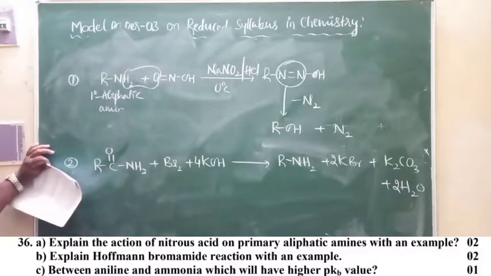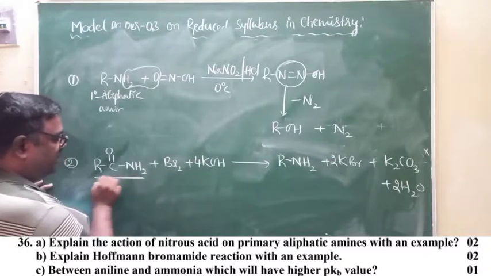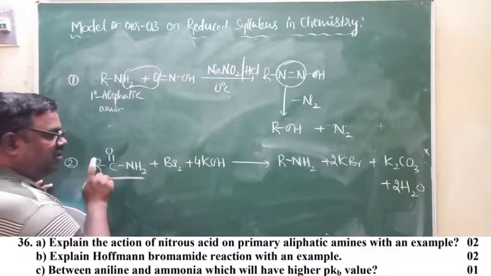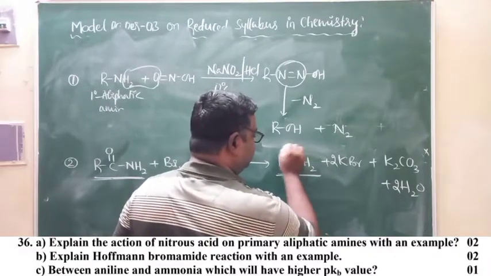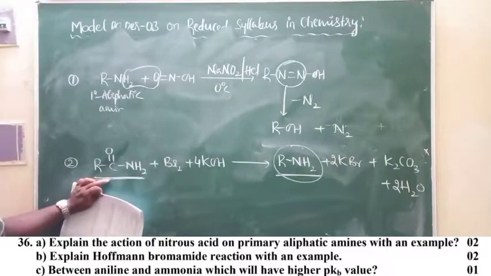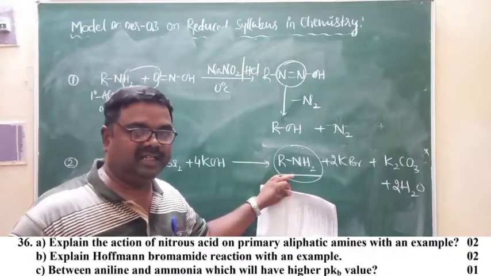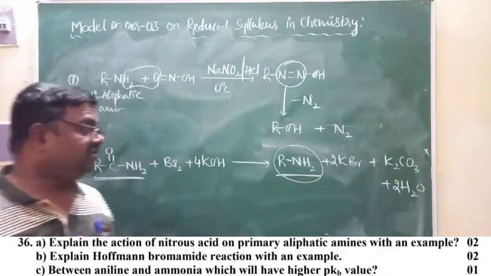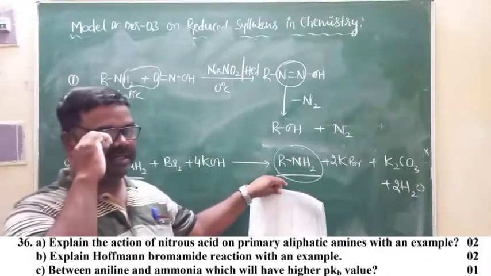This is Hofmann degradation. Here, what you must observe is that the number of carbon atoms in the amide will be greater than the number of carbon atoms in the amine; that is, the number of carbon atoms in the primary amine formed will be less than that in the amide. The length of the carbon chain decreased. That's why it is a degradation reaction. In the Hofmann bromamide reaction, the length of the carbon chain is decreased. That's why it is a degradation reaction.